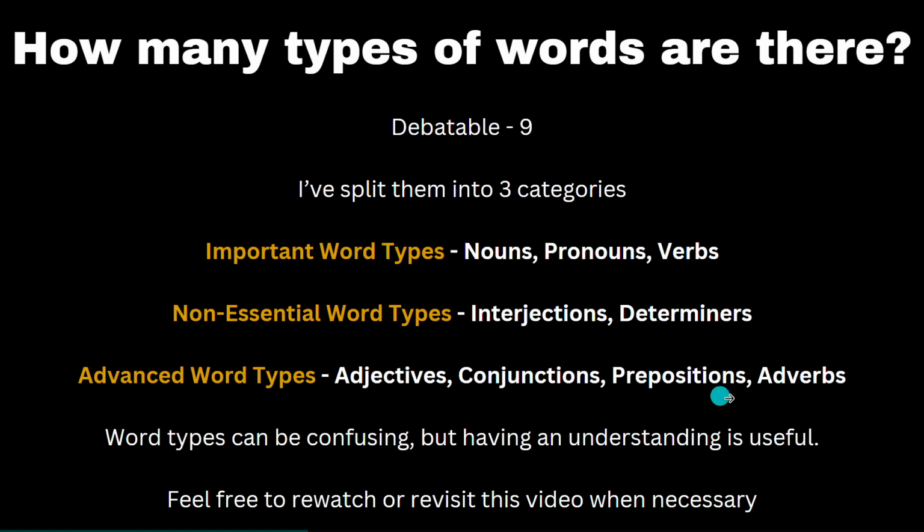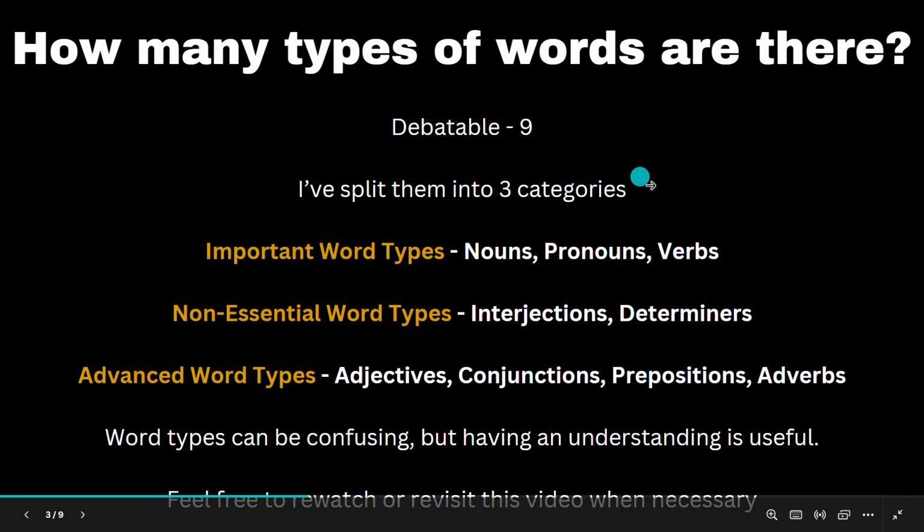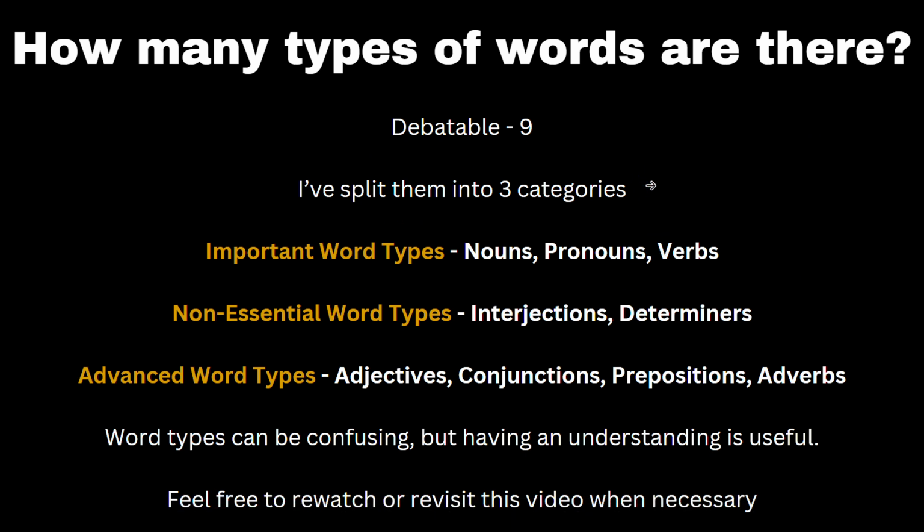So how many different types of words are there in languages? It's debatable. In my opinion, nine. Some of them you could split into subcategories and some people will consider them their own categories. But anyway, you don't care about that. You care about what they are and how they work. Of the nine word types, I've split them into three categories so you can decide what you want to learn now.